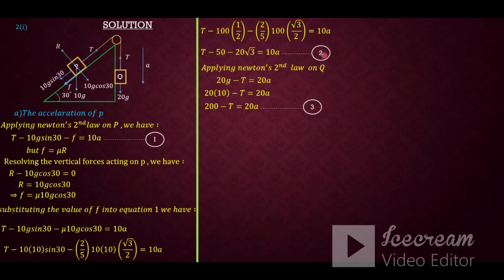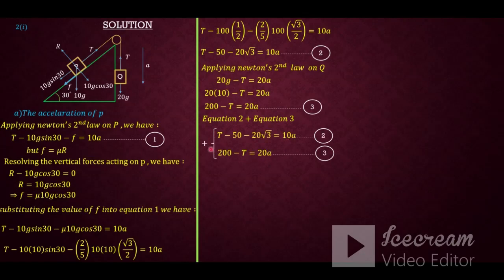As I told you in the beginning, once we obtain these two equations, we are simply going to solve them simultaneously. How can we solve them simultaneously in order to obtain the value of A? You can simply add equation 2 and equation 3. Adding equation 2 plus equation 3, what are we going to have?